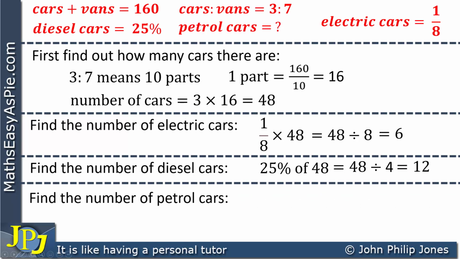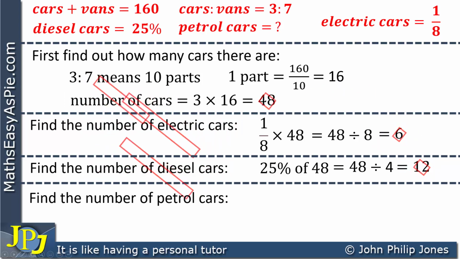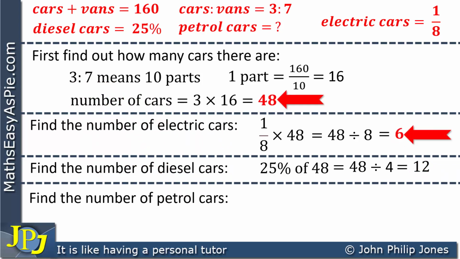So we're now in a position to find the number of petrol cars because the calculation has found all of the different component parts of the information I need in order to work out the number of petrol cars. So we can see the number of cars is 48, the number of electric cars is 6, and the number of diesel cars is 12. So to emphasize the point, we need this number 48, we need this number 6, and we need this number 12. And what I'm going to do, I'm going to bring them down here, as you can see. They're still in bold, but no longer red.